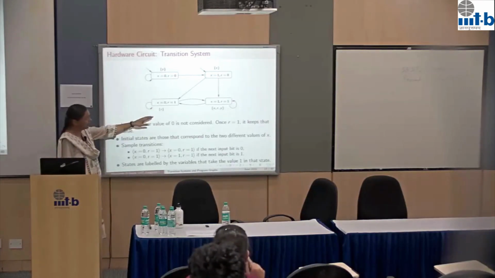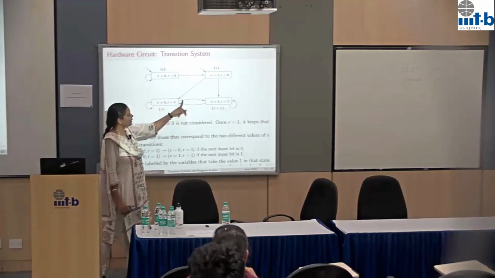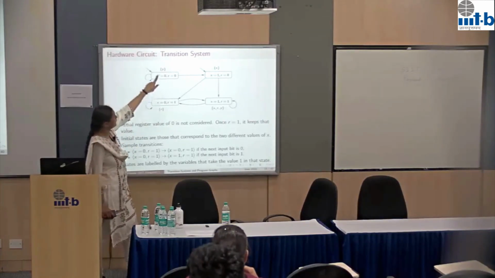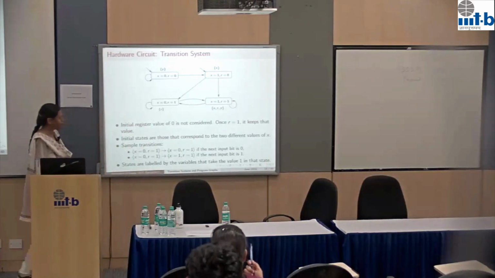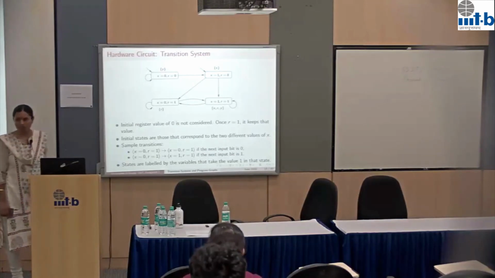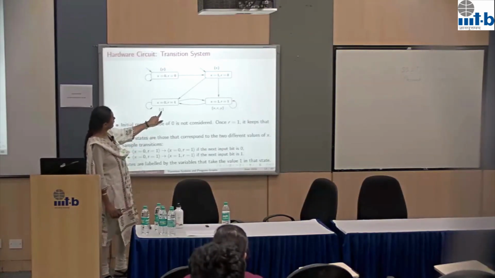So I told you how to read it. The state in the transition system is the value of X and the register. Transitions tell you what happened. And what is this? Can you tell me what these sets could be? Sorry? Variables which are true and false. That's what it marks.